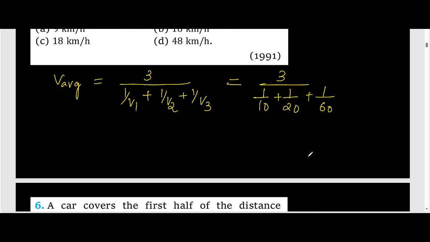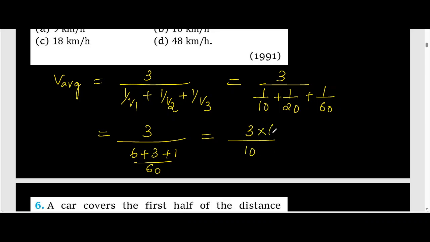Now if you see in the denominator, what is the LCM? LCM is 60, right? Now 10 with 6 times, and with 20 it is 3 times, and with 60 it is 1 time. You know how to take the LCM, right? So what will be this? 3 by 6 plus 3, 9, 9 plus 1, 10. So 10 upon 60, so 10 goes to the numerator.